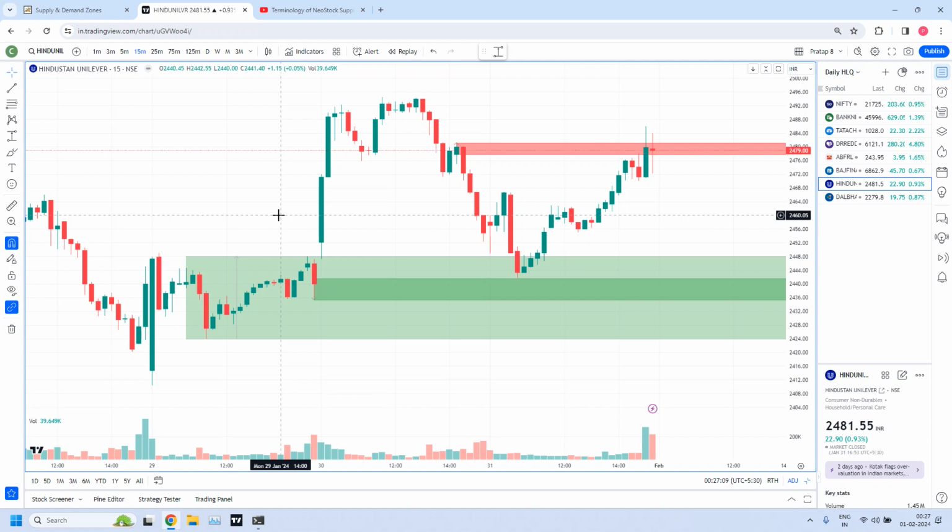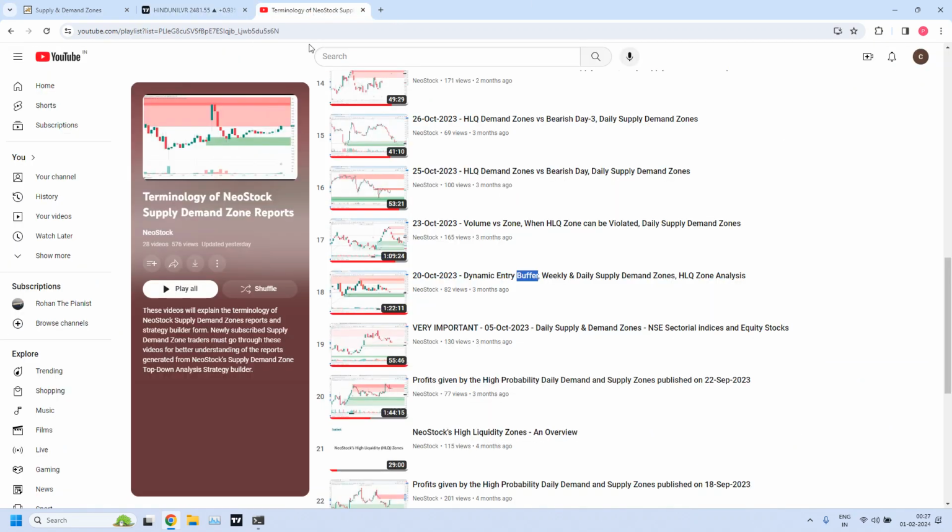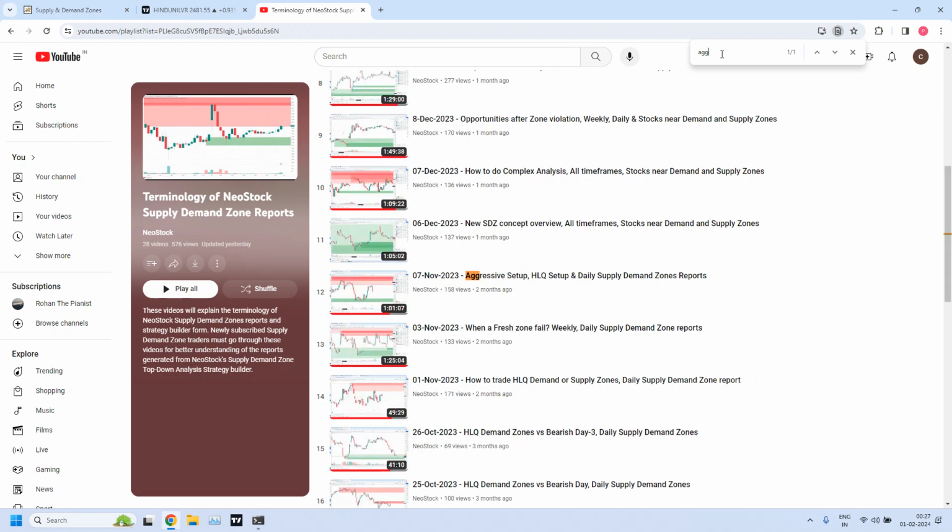But aggressive trades should always be supported by price action clues. If price action clues are not supported, you should not go for the aggressive trades. Clearly explained. You can also find aggressive trade videos in this NeoStock terminology. So go to NeoStock terminology. There you search again. Earlier we searched entry buffer, similar way. Aggressive. So we have one stock, 1 out of 1.